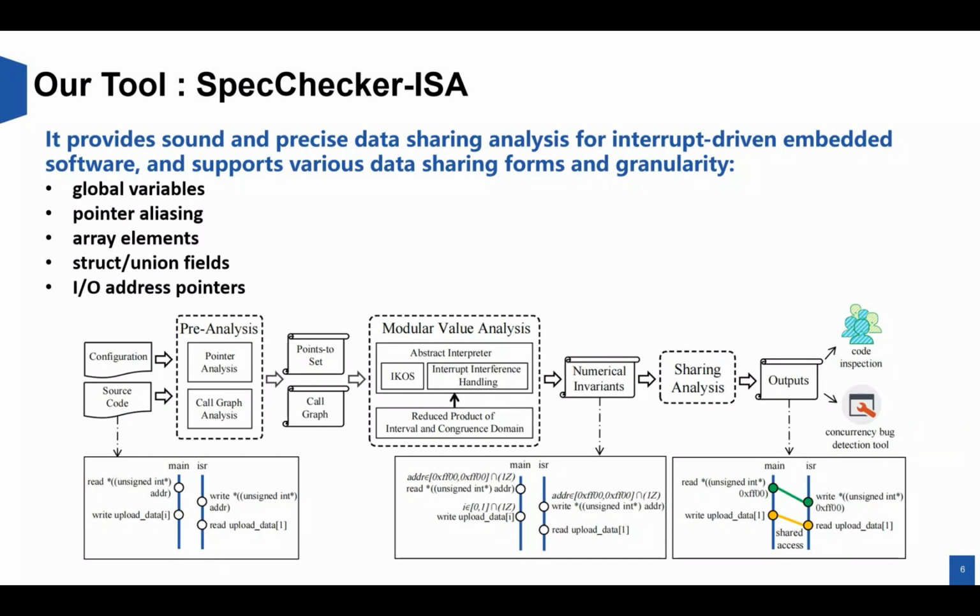Our tool takes the source code and task/interrupt configuration as input, then uses pointer analysis and abstract interpretation-based value analysis to infer the base and offset for each access, respectively. Finally, it identifies all potential shared data accesses between tasks/interrupts using the meet operation of the numerical abstract domain.